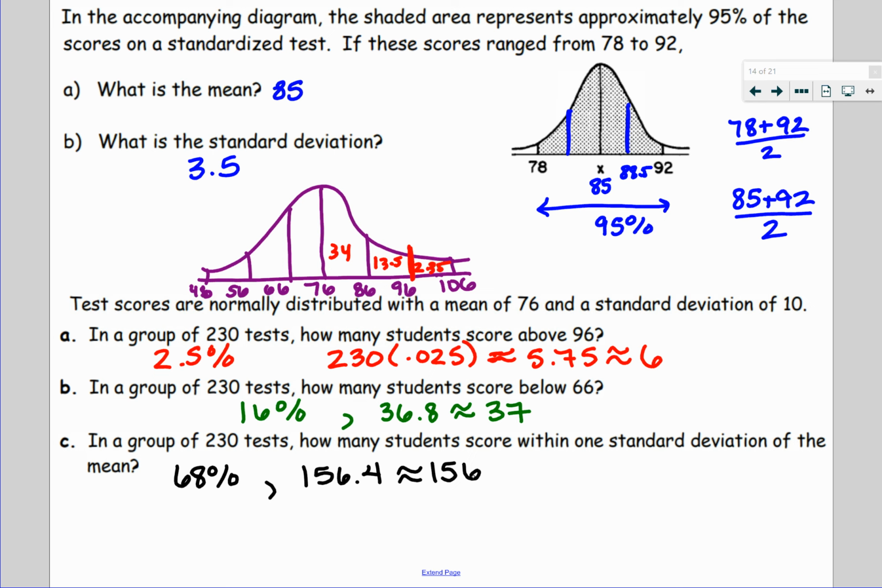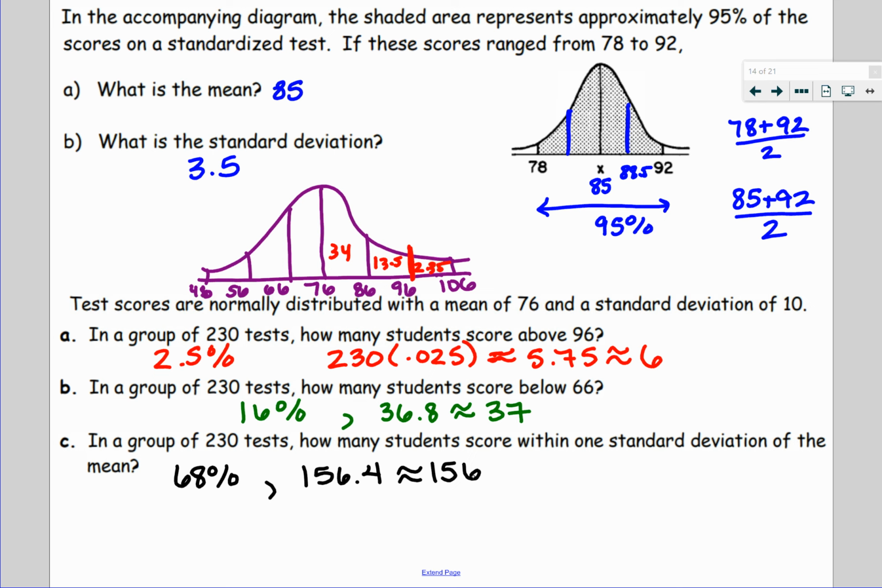Okay, part B, below a 66 is 16% of our data. We've got 50 to the right of 76. There's another 34 between 66 and 76, so 16 left over. 16% of 230 is about 37. 230 tests, how many are within one standard deviation? We know one standard deviation, we don't even need this chart for that. It is 68% of our data. 68% of 230 is approximately 156 if I round to the nearest whole number there.